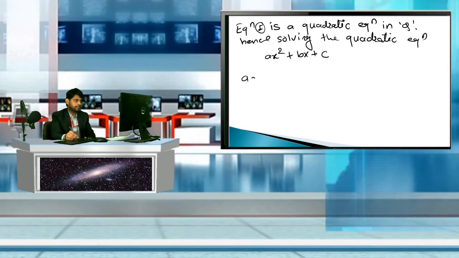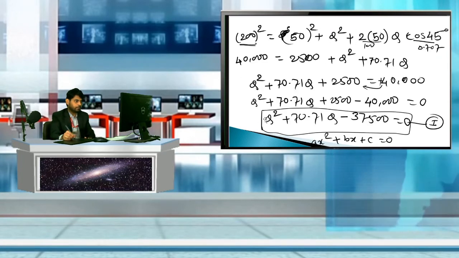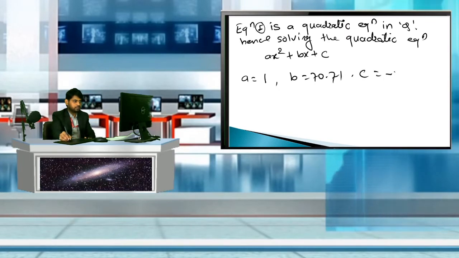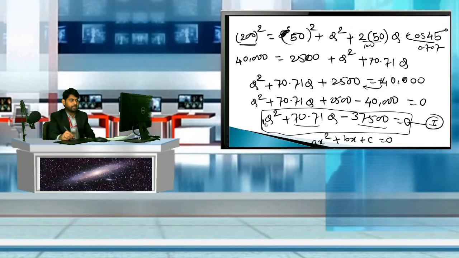So the value of a is 1, value of b is 70.71 and value of c is minus 37500. So by solving this equation, you can solve this equation directly by your calci. In your calci, just solve the equation.